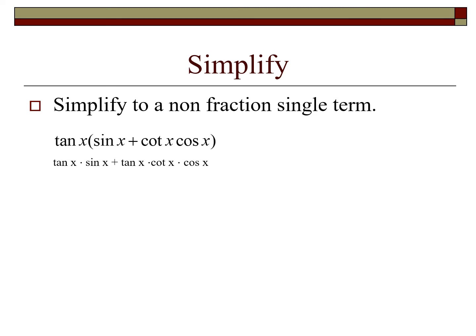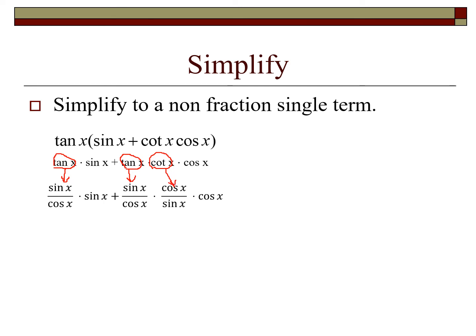From yesterday's notes, I said that it was easiest if you change everything to sine and cosine. That's still pretty much the case in today's lesson. So let's go ahead and change this to a property that has sine and cosine, this to a property that has sine and cosine, and this to a property that has sine and cosine. Hopefully you remember those properties. Tangent x is equal to that. And then cotangent is equal to that.